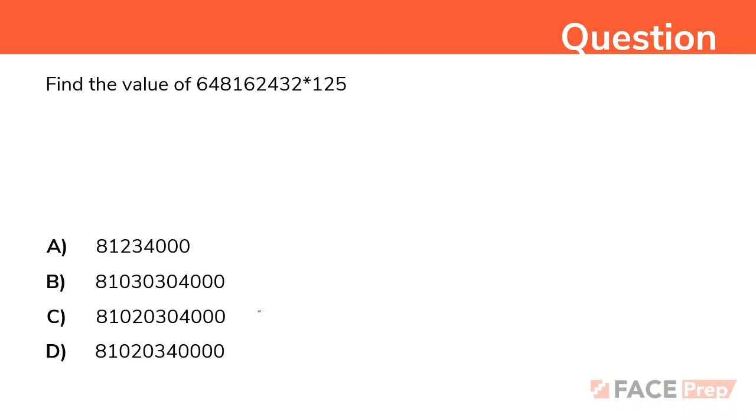Okay, Kiran says B. Okay, Munishekar says A. Fine. So let's look at the same thing again. So what we can do is we know that when it is 125, you have to multiply that with 1000 and then divide that with 8. So 648162432 into 1000 by 8.